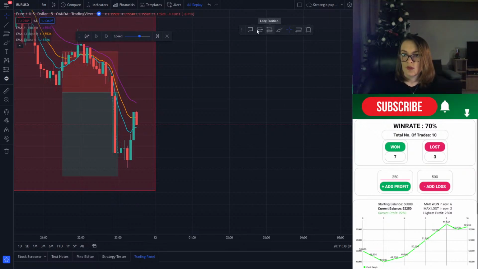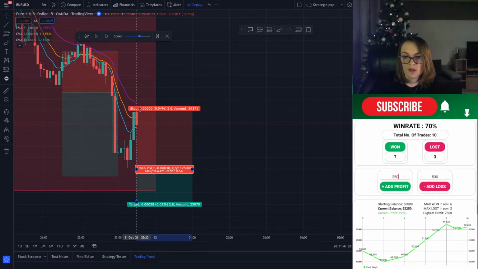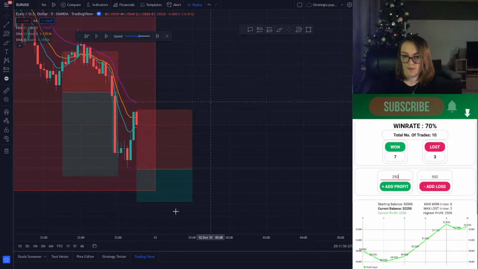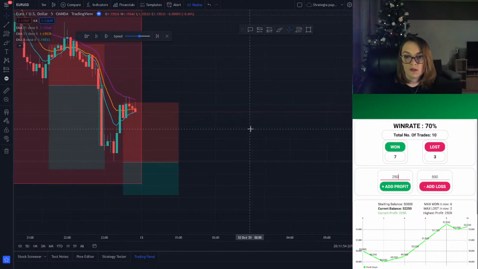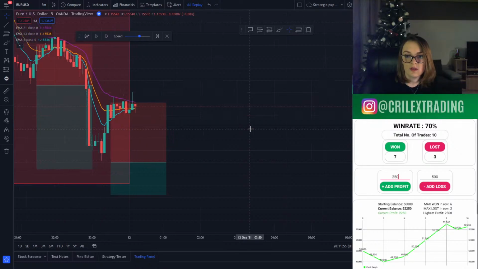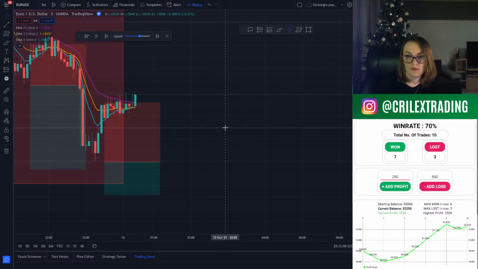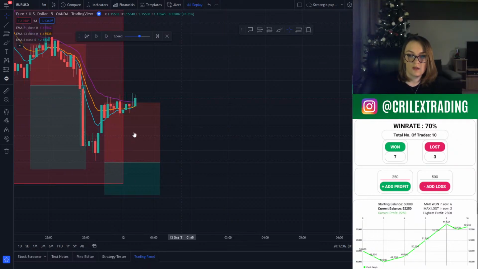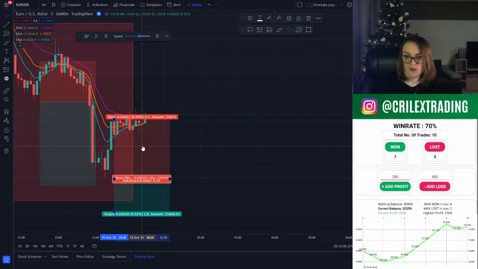No. So I will set the scaling position below this low, and the stop loss will be above the green candle that made the retouch. And let's see what will happen next. Actually, yeah, this candle closed above the 21 EMA, so no more trade here.